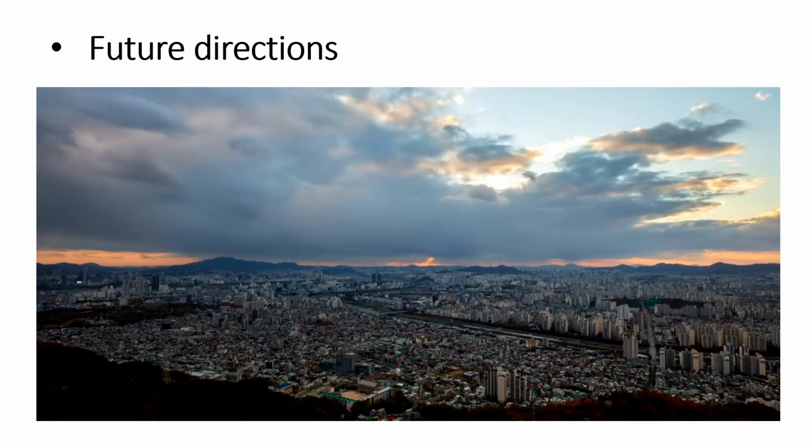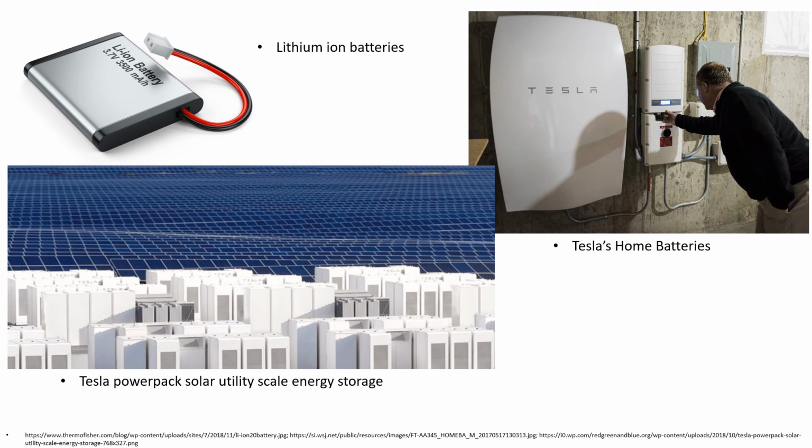The challenge is the wind is not blowing every day, or the sun is not shining on cloudy or rainy days, and demand for energy remains steady no matter how the weather is. Therefore, the need is to develop devices to store energy for such emergencies. The main option right now is lithium ion batteries, and we see them in products like Tesla's home batteries and utility scale systems like Powerpack.